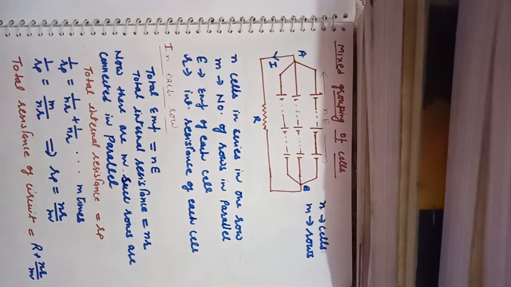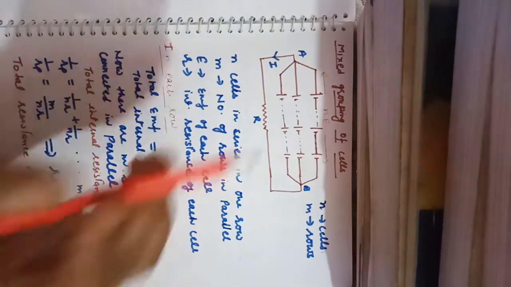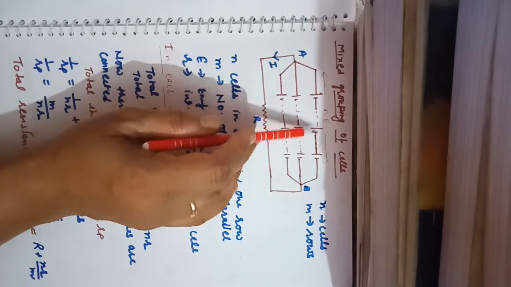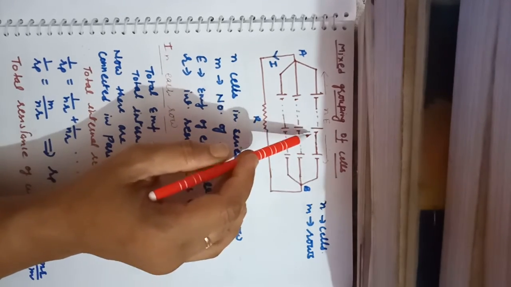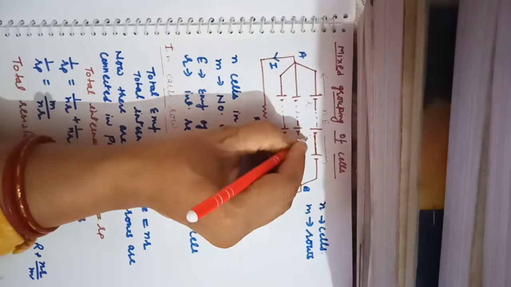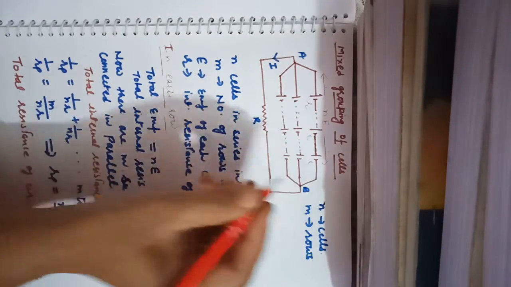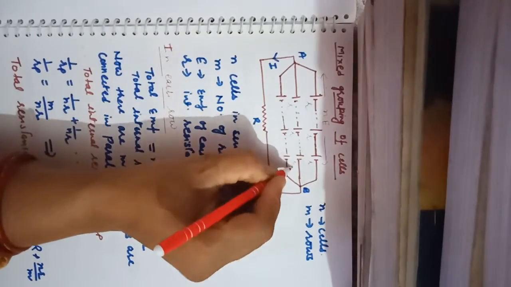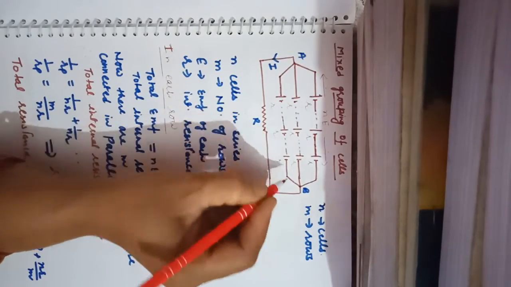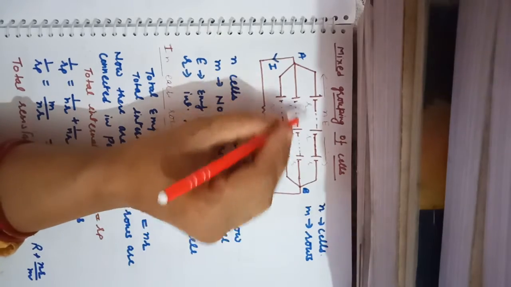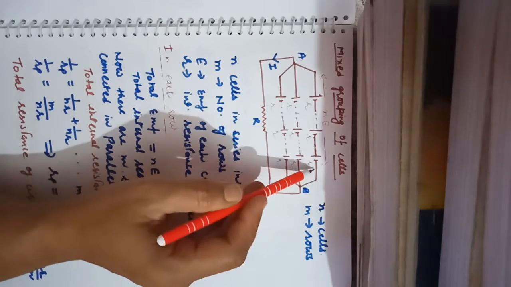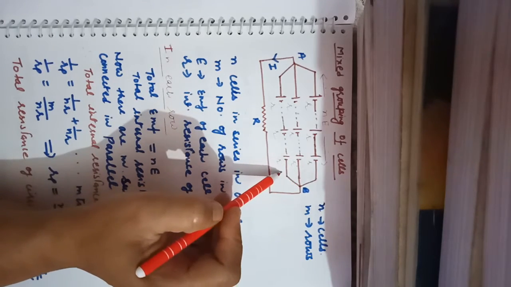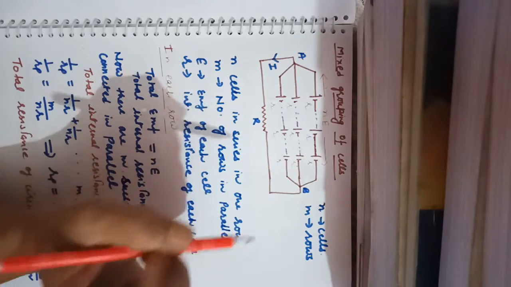Now this is the concept of the mixed grouping of cells. Mixed grouping of cells means what? We have taken identical cells, each having EMF E and internal resistance small r. For all the cells, the internal resistance will be the same. So n cells are connected in one row, and I have taken m rows. There are m rows connected of such combination.